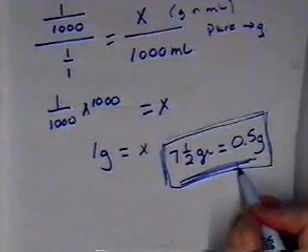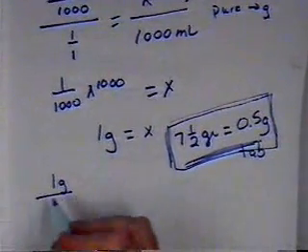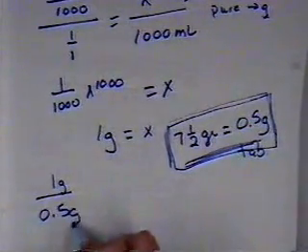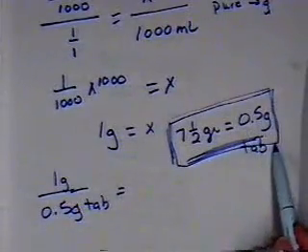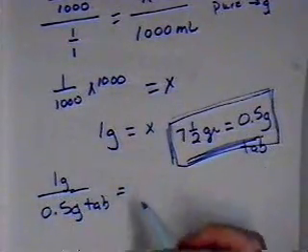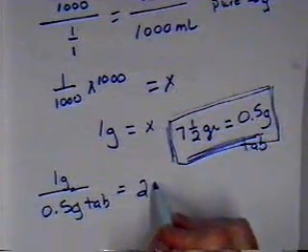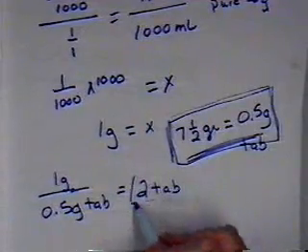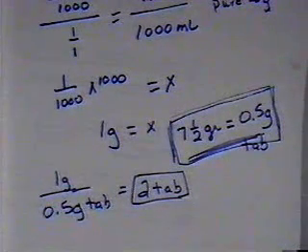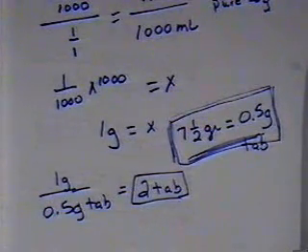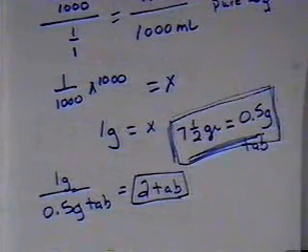Now, this was the tablet, though. So we take 1 gram divided by 0.5 gram tablet. I converted this, but this was my tablet. 1 divided by 0.5 gives me what? 2 tablets. It says you would drop 2 tablets into 1,000 milliliters of water, and you would get a 1:1,000 solution.